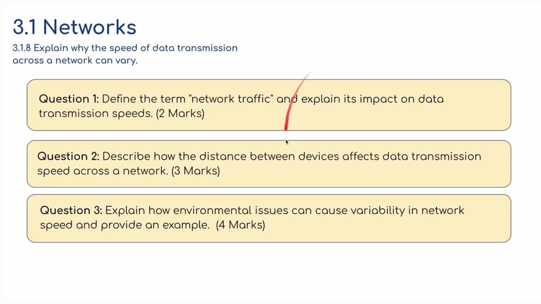As always, we've got 3 questions. Question 1, define the term network traffic and explain its impact on data transmission speeds, 2 marks. Question 2, describe how the distance between devices affects data transmission speeds across a network, for 3 marks. And finally, explain how environmental issues can cause variability in network speed and provide an example. This is for 4 marks. Okay, if you want to pause the video, have a little go, otherwise I'm going to show you the answers.